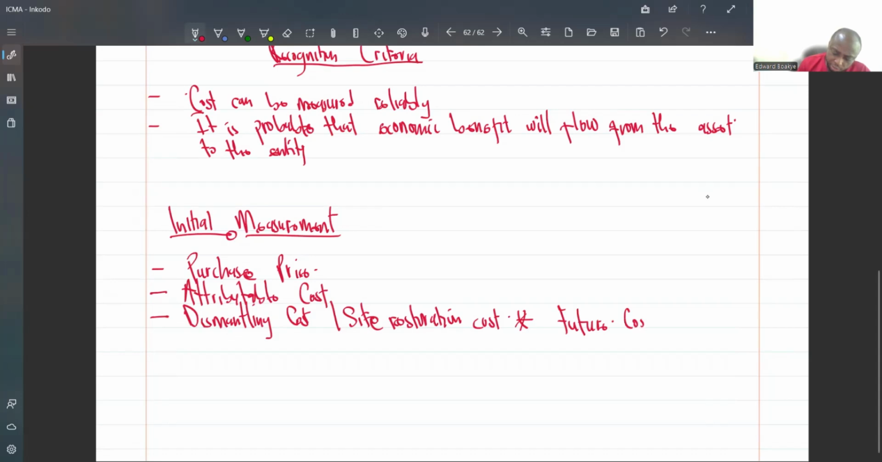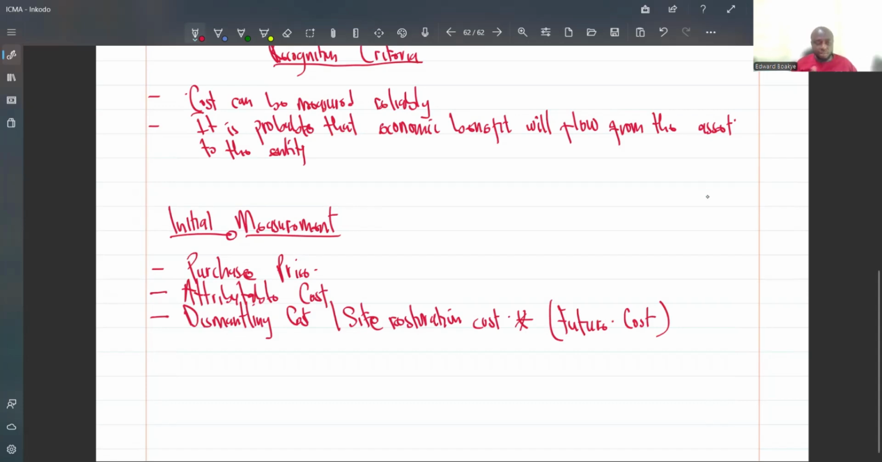It's a future what? Cost. Because if we talk about dismantling cost, I will not know the dismantling cost today. It is a cost which will happen in future, right? So normally, if we have a question which has the dismantling cost, we will have to bring it back to what? To the present so that we will know the amount today.